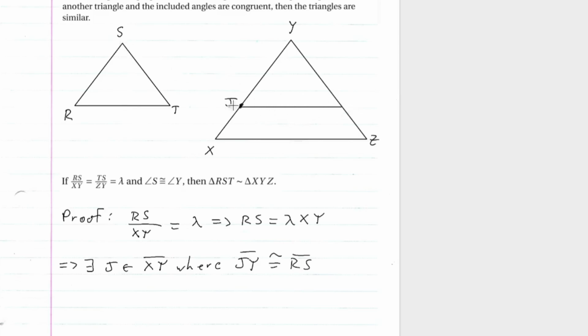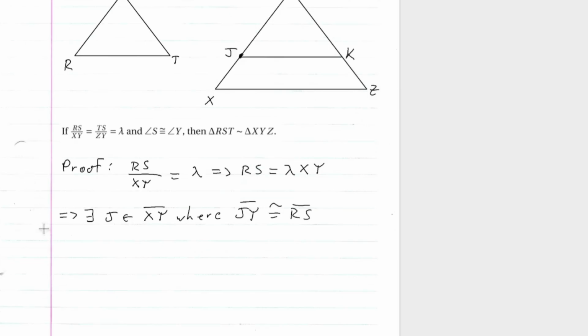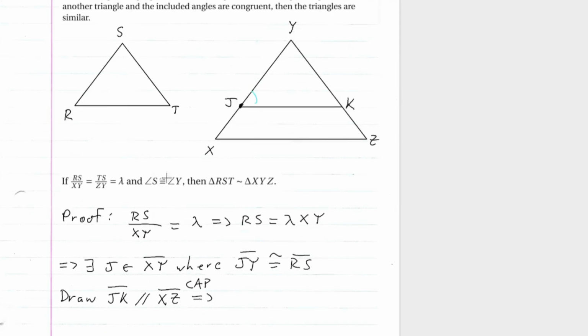And then the reason why I drew this line here is, of course, we can use the parallel postulate that goes from J to an element here, K. So by the parallel postulate, we want to draw JK that is parallel to XZ. Okay? So, of course, this implies by the corresponding angle postulate that this angle here, angle YJK, is congruent to angle YXZ.